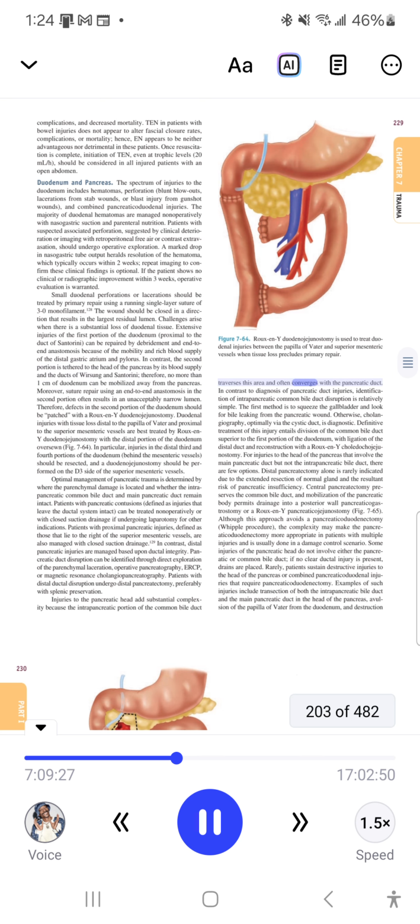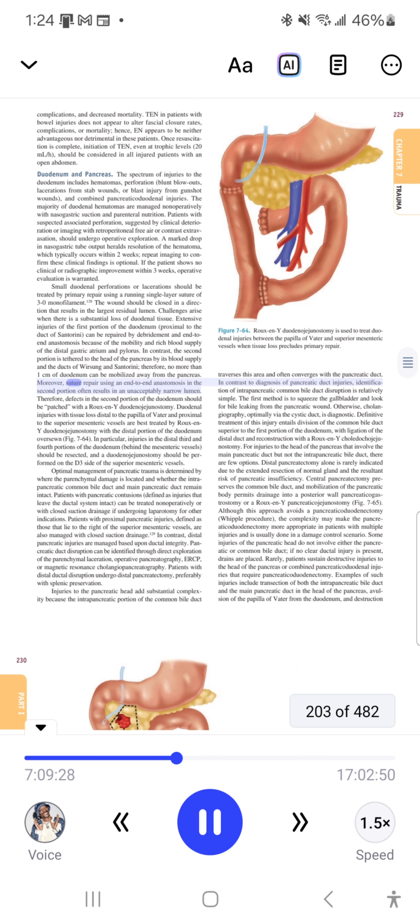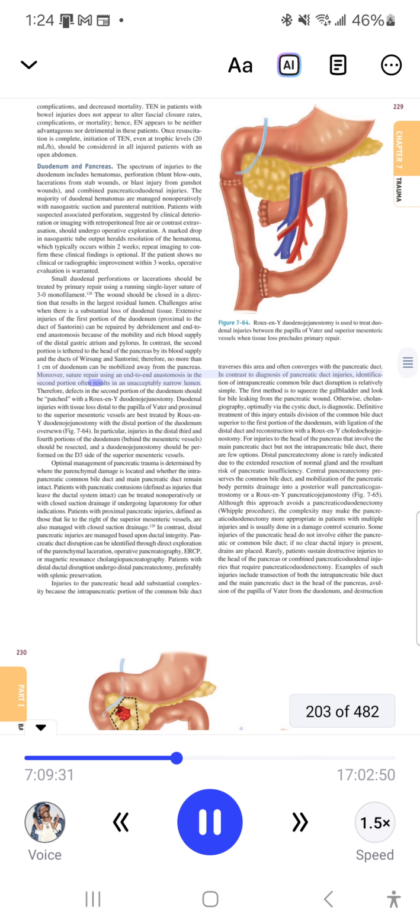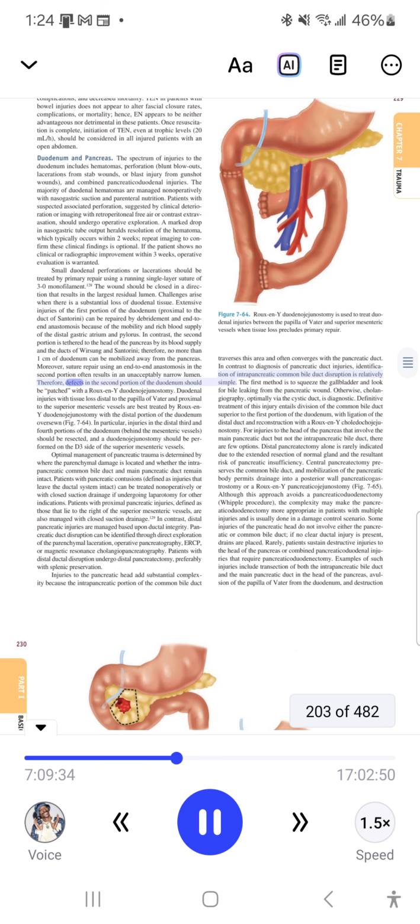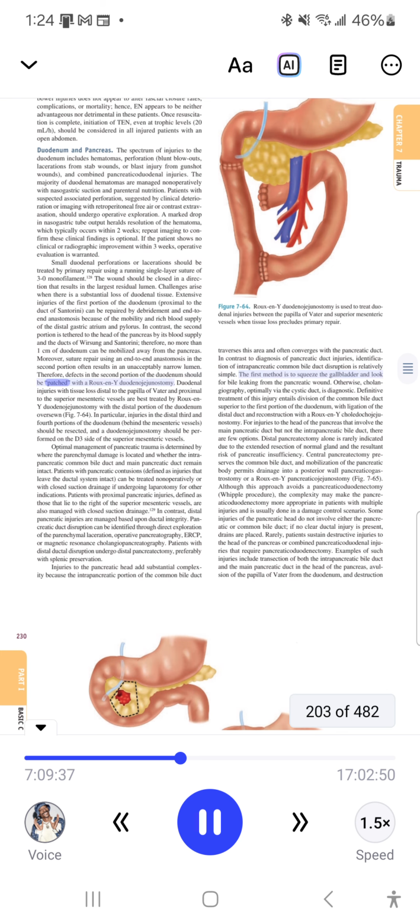The common bile duct traverses this area and often converges with the pancreatic duct. Moreover, suture repair using an end-to-end anastomosis in this portion often results in an unacceptably narrow lumen. Defects in the second portion of the duodenum should be patched with a Roux-en-Y duodenojejunostomy.